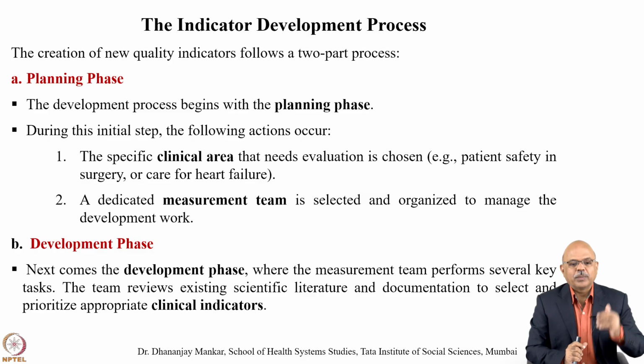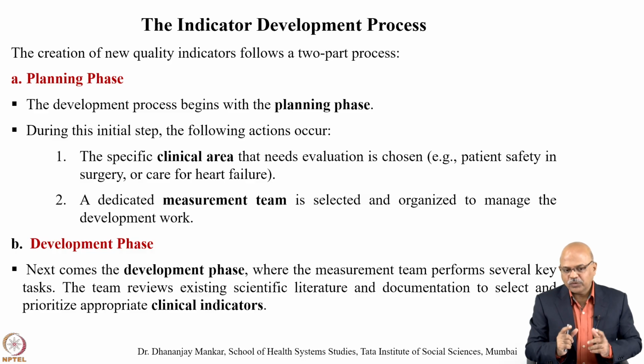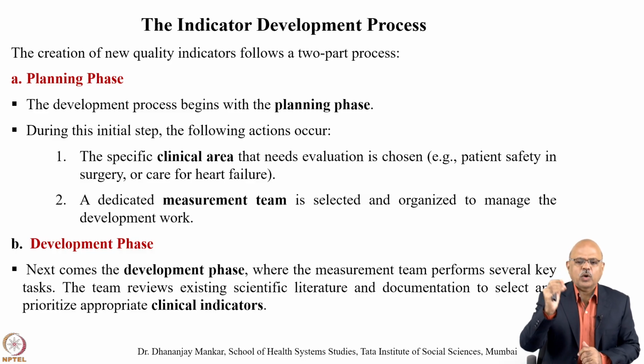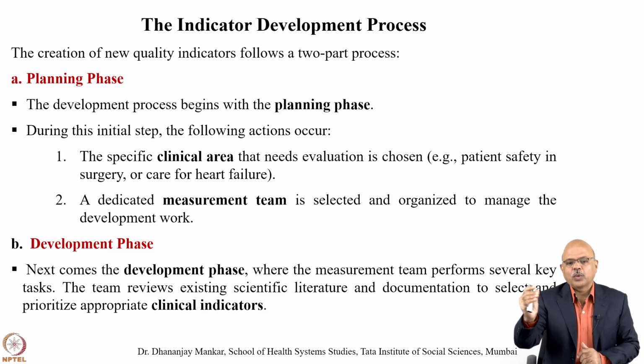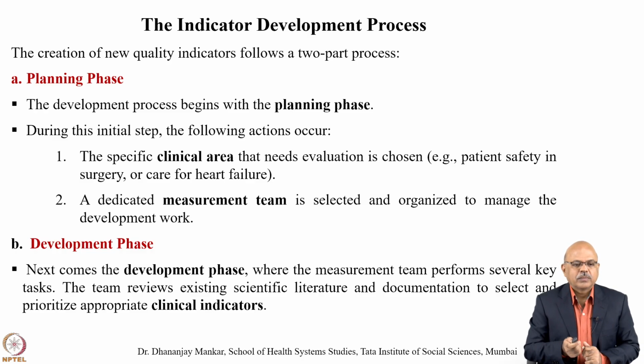Aligned to it is the development phase, which gives you the measurement the team performs. There are several tasks that the team will do. So it will give you the next level they have done, that is the specific development phase. The team reviews the existing scientific literature. They will go through the documentation to select, and that will prioritize how to appropriately work on the clinical indicators. So both of these steps are aligned to each other, planning followed by the development phase.